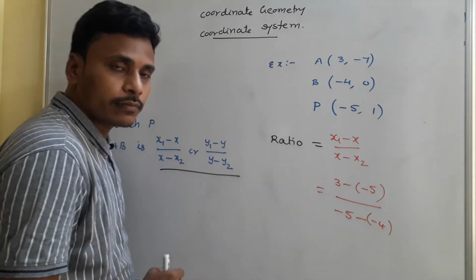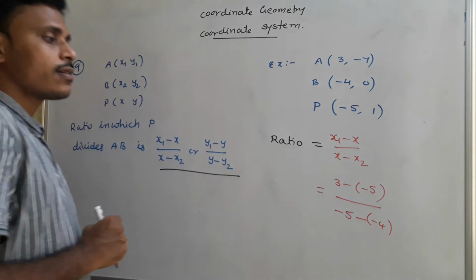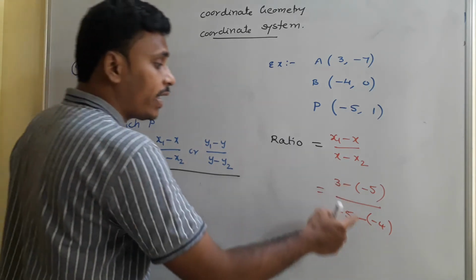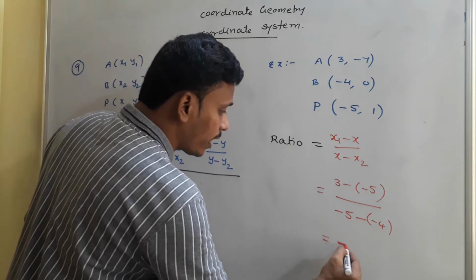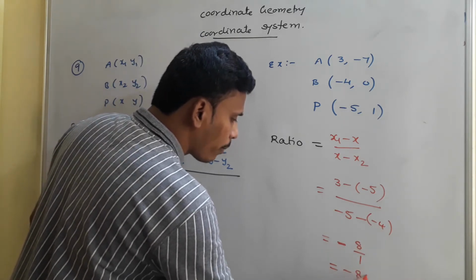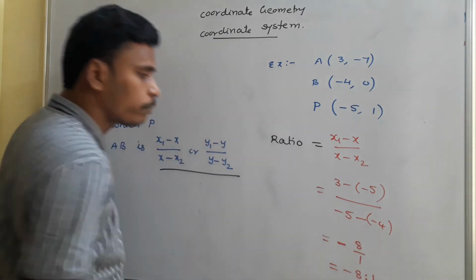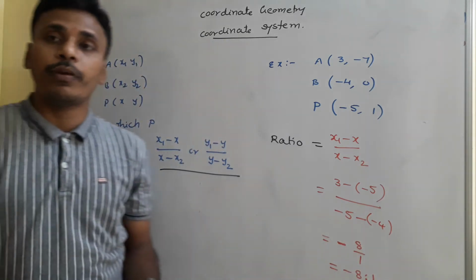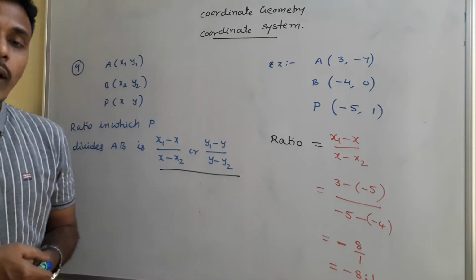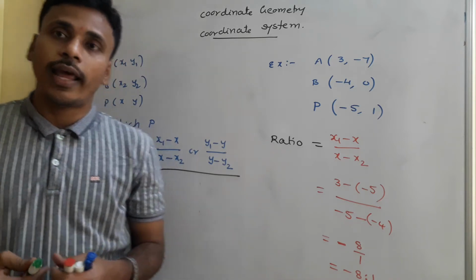This is 8. And what is this? Minus 5 plus 4 is minus 1. So this is 8 and this is minus 1. So you will get the ratio as minus 8 by 1, or you may say minus of 8 is to 1. That indicates that the point P is external since the ratio is negative. Now I solved it based on x coordinates.